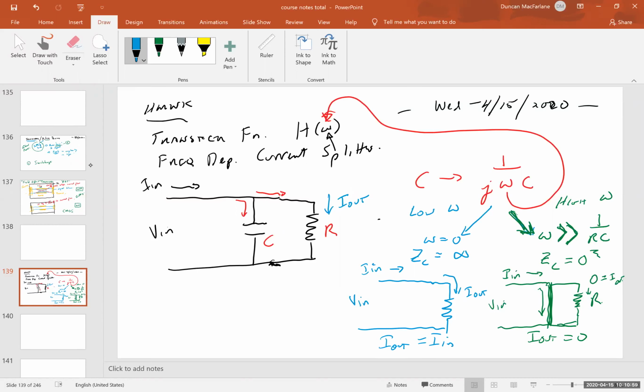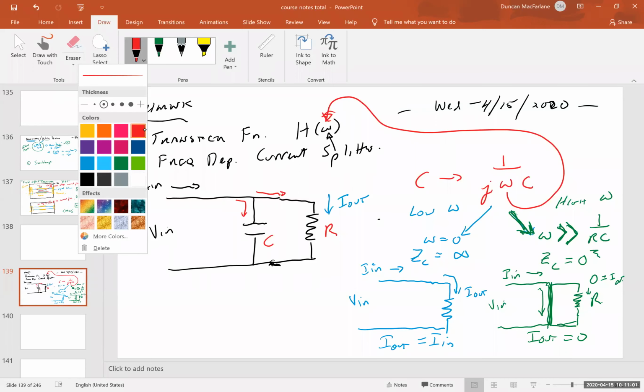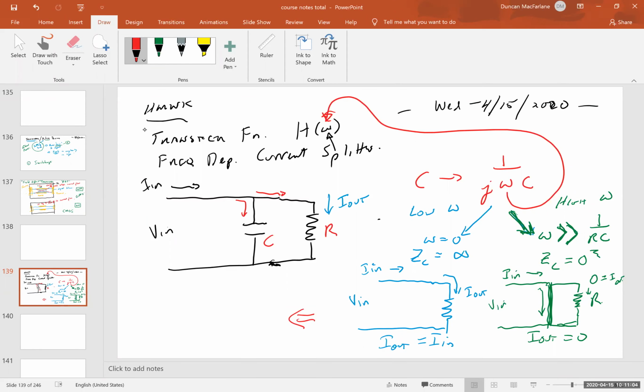And I put these two together. And what I see is that low frequencies go to the output, high frequencies do not. And so this is intuitively a low pass filter. Okay? And that's my intuitive analysis. It's my qualitative analysis. It's almost a guess at this point, except for the fact that I've been somewhat careful about looking at the limiting cases of the capacitor.